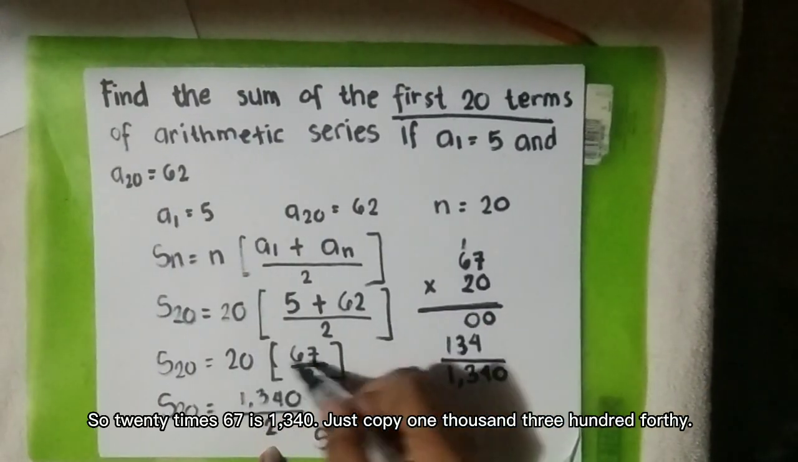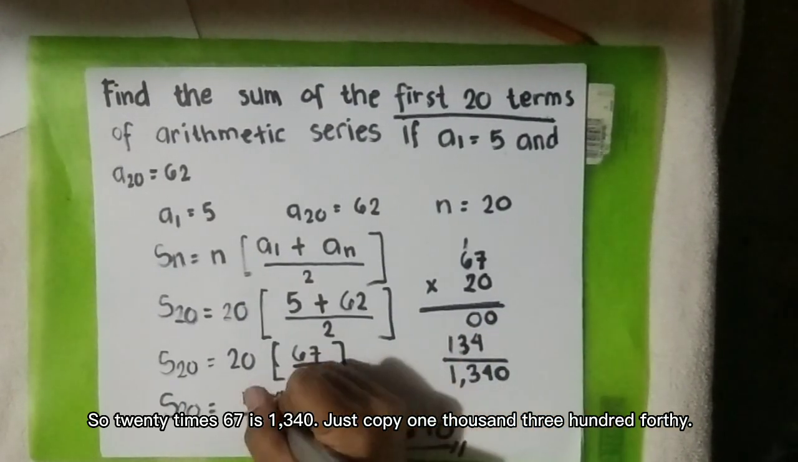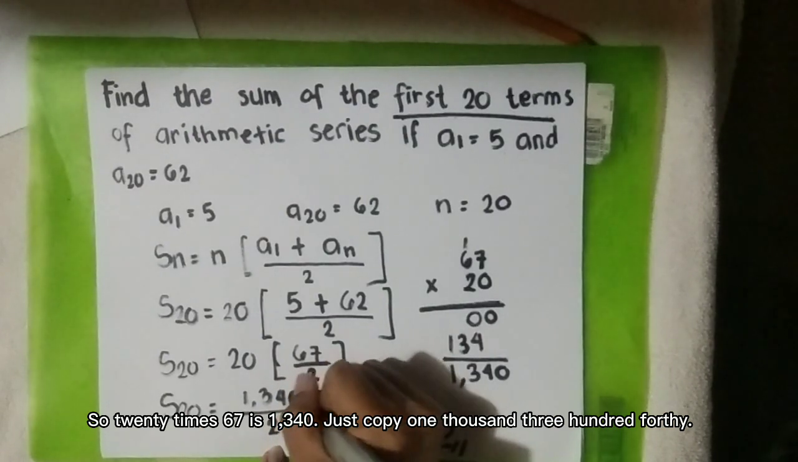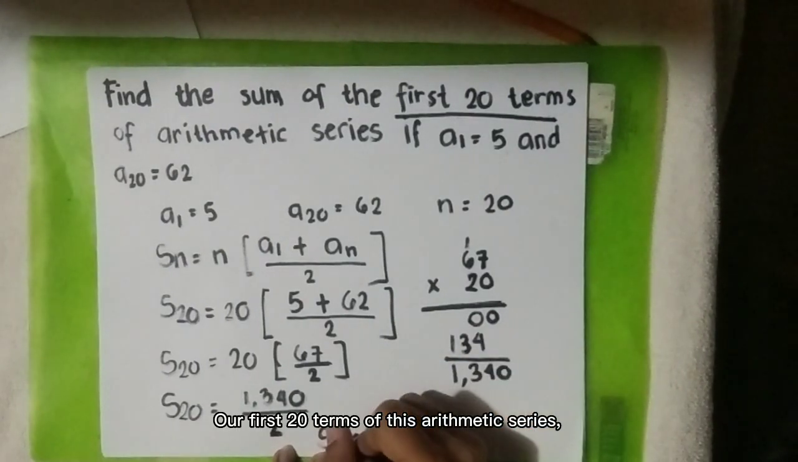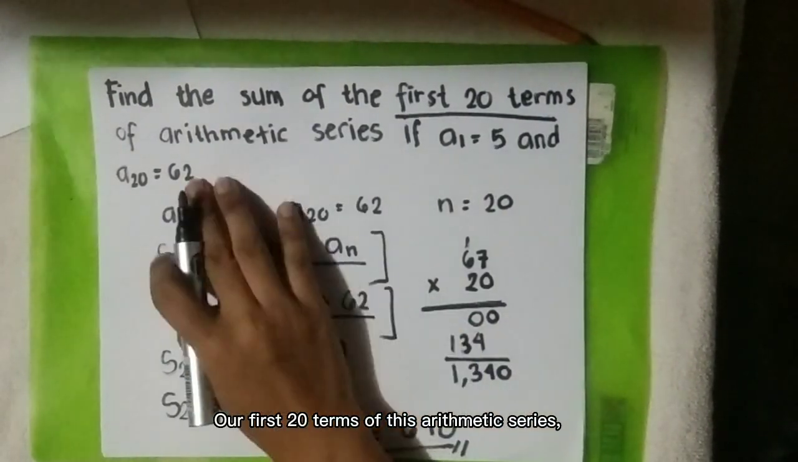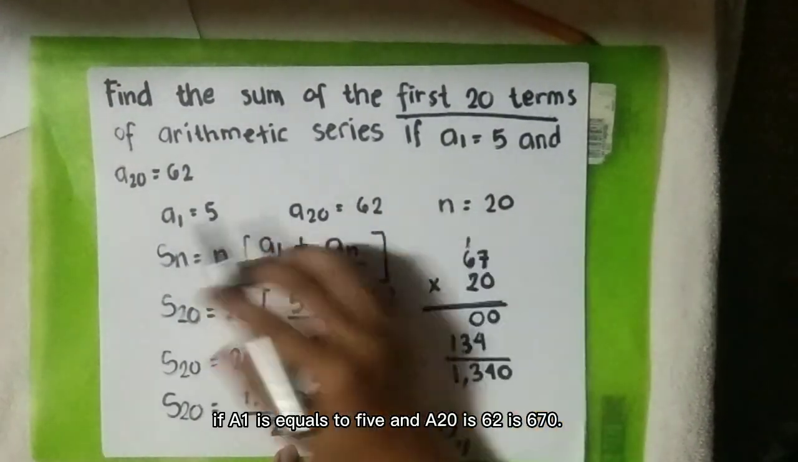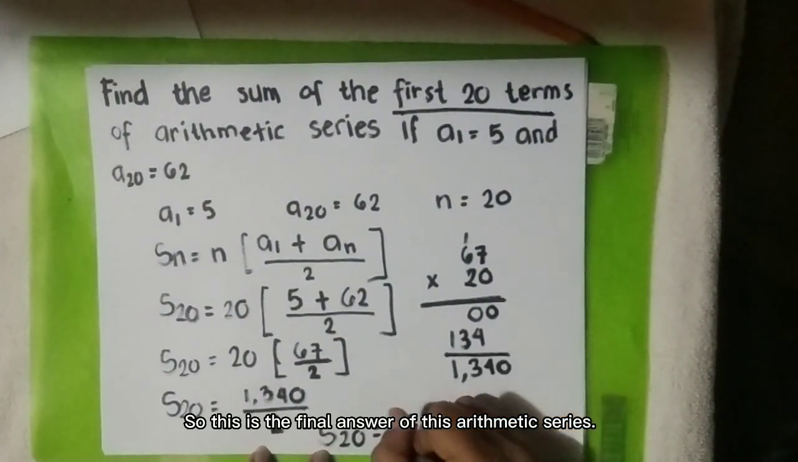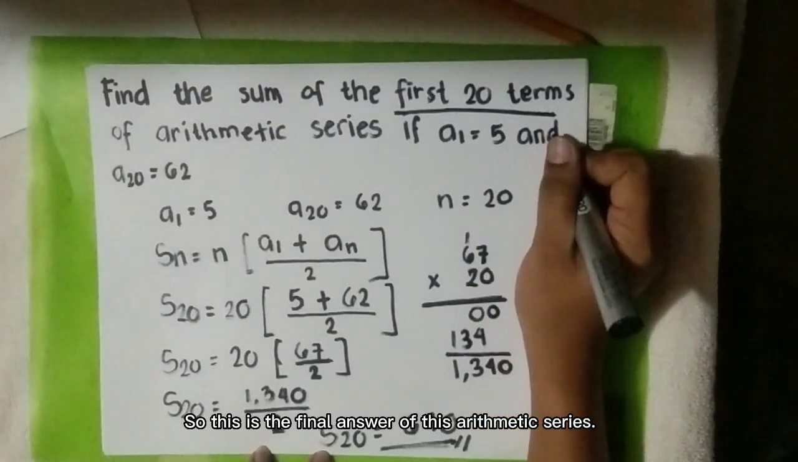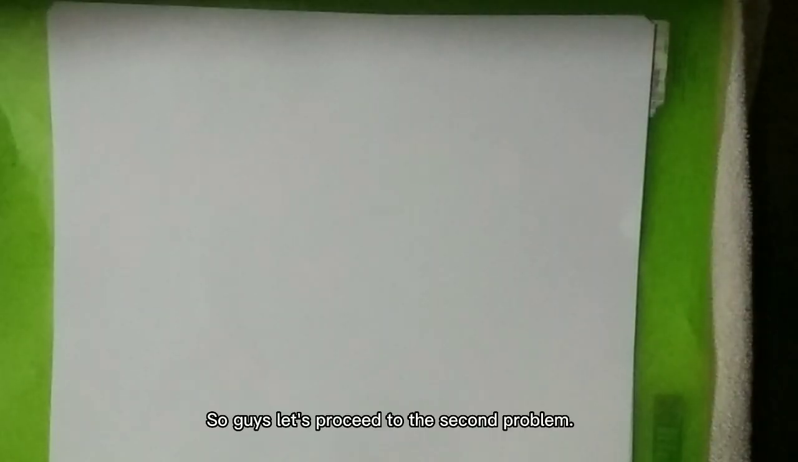So 20 times 67 is 1,340. Copy 1,340. Then let's divide it by 2. The sum of the first 20 terms of this arithmetic series, if a sub 1 is equal to 5 and a sub 20 is 62, is 670. So this is the final answer. Guys, let's proceed to the second problem.